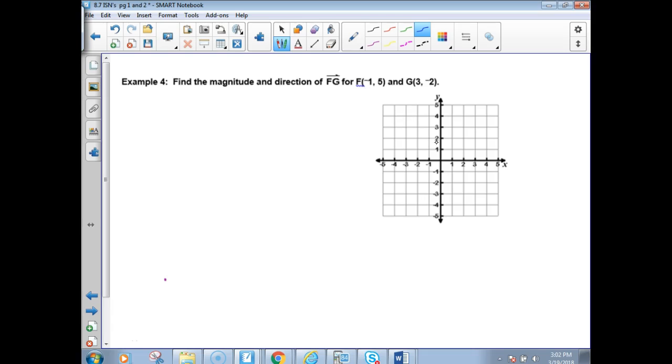All right, so we're going to plot negative 1, 5, which would be up here, and that would be F. G at 3, negative 2 would be down here. And the arrow would be at where G is. So it's going to look like that. It says find the magnitude and direction. Okay, so here's what I'm going to do. Find the change in, or let's do the component form. I'm going to show you how to do everything on here.